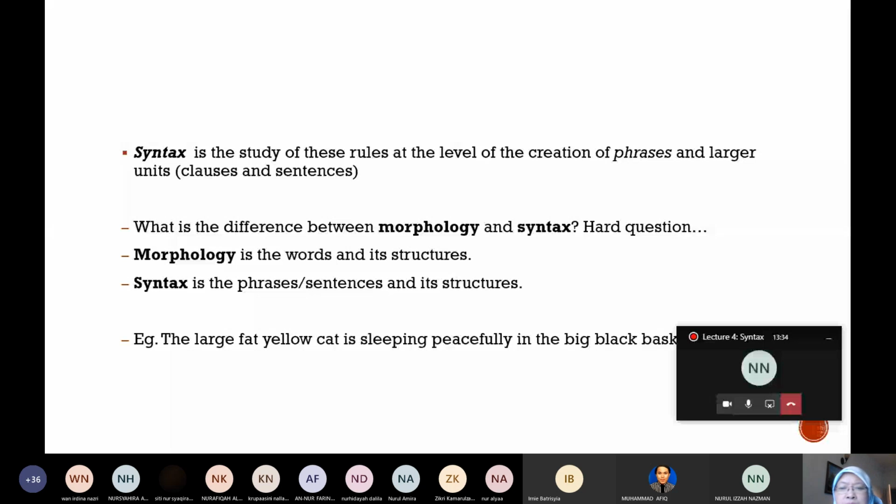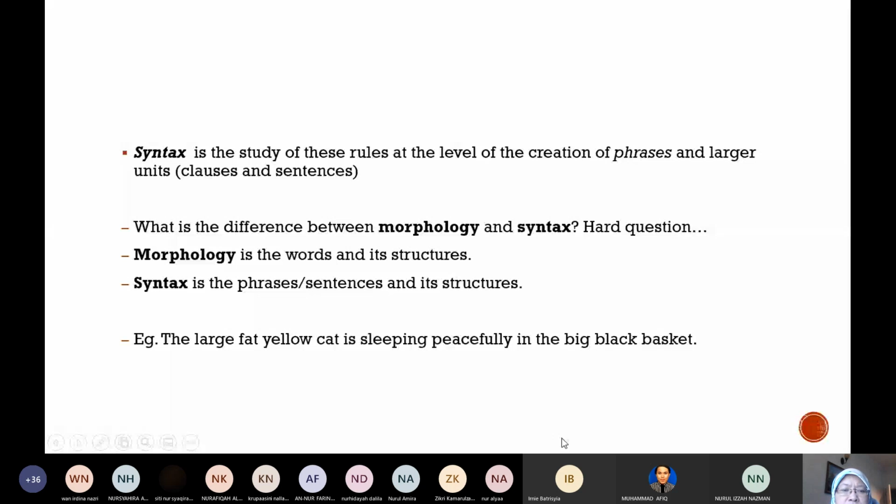Yeah? So we have the sentence. The large fat yellow cat is sleeping peacefully in the big black basket. I read again. The large fat yellow cat is sleeping peacefully in the big black basket. So when we've looked at morphology, we've seen there are words. This is article. These are all adjectives, noun, verb, adverbial, and then prepositional phrase.